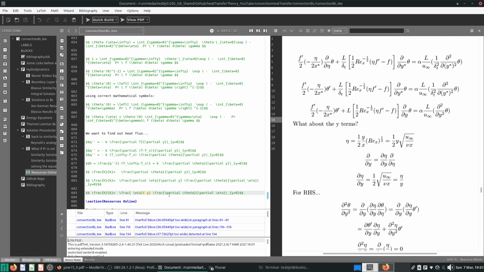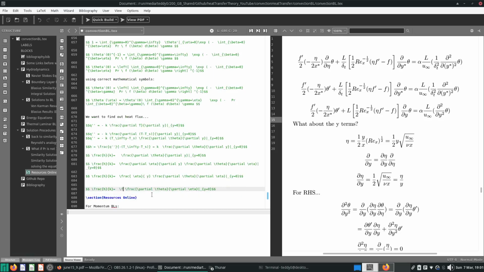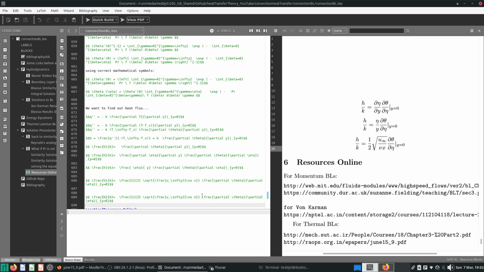So eta over y is actually half times the square root of u infinity over nu x. So this is good. And this is actually theta prime 0. It's the same thing, theta prime at 0.